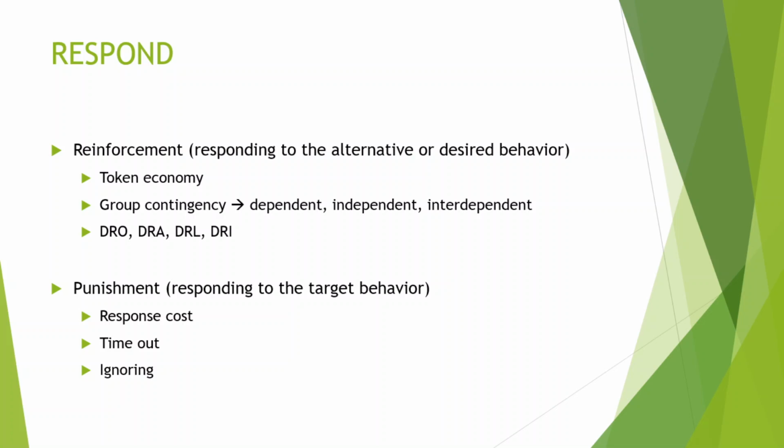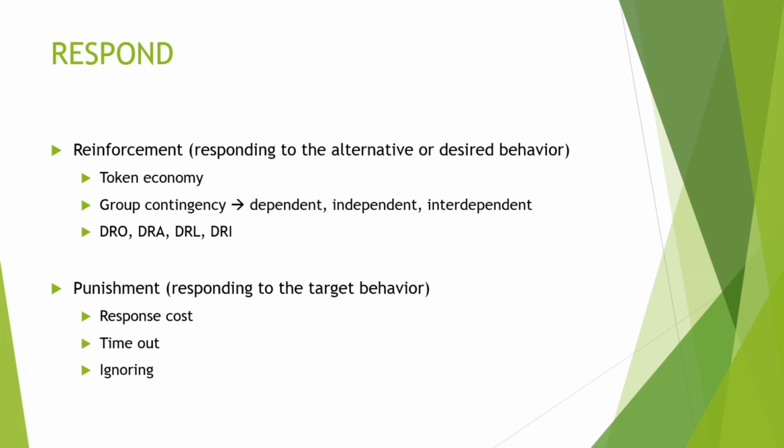Another strategy that we talked about previously in class is group contingencies. And you can decide, depending on what would work best for that student, whether or not that group contingency is dependent, independent, or interdependent. And finally, you'll want to consider how often you are scheduling reinforcement. So are you going to do differential reinforcement of other behavior, differential reinforcement of alternative behavior, differential reinforcement of low rates of behavior, or differential reinforcement of incompatible behavior? And this will just be dependent on what the problem behavior is and what makes the most sense for helping the student successfully achieve that desired outcome.